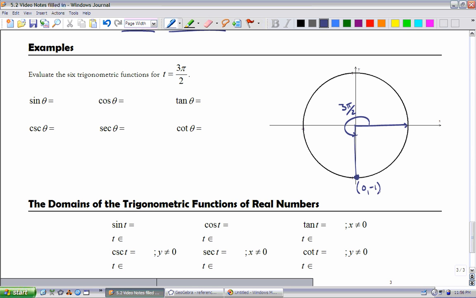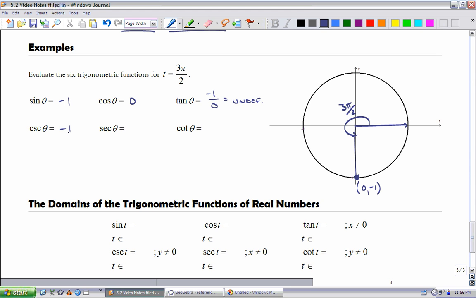Okay, so if we go back to our definitions here, pretty simple. Sine equals y, so it's -1. Cosine equals x, which is 0 at 3 pi over 2. Tangent's kind of an interesting one here at 3 pi over 2. It's equal to y over x, which notice is -1 over 0, which is an undefined amount. Okay, we'll need to look at that here in a second.